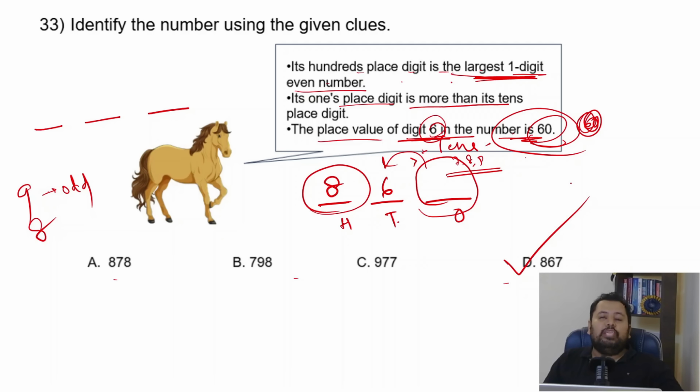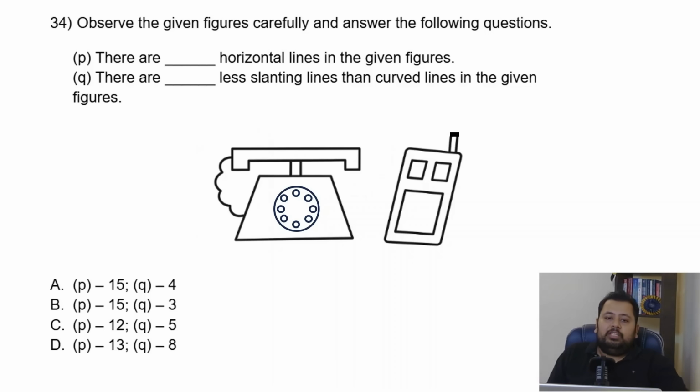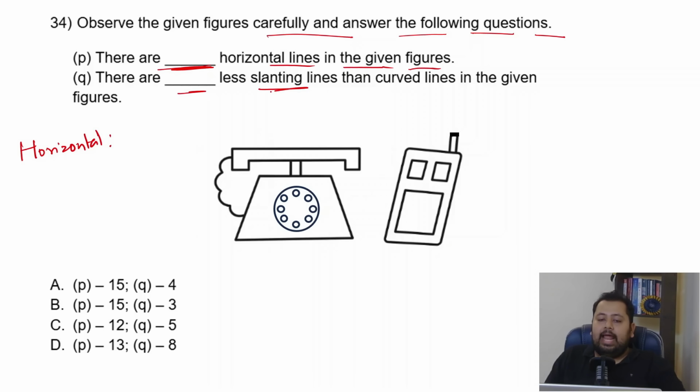And now we move to question number 34. Observe the given figures carefully and answer the following questions. There are dash horizontal lines in the given figure. How many horizontal lines you see in the figure is something that you have to find out, right? There are dash slanting lines, so you have to find out how many slanting lines you see in this figure. And there are dash curved lines, right?